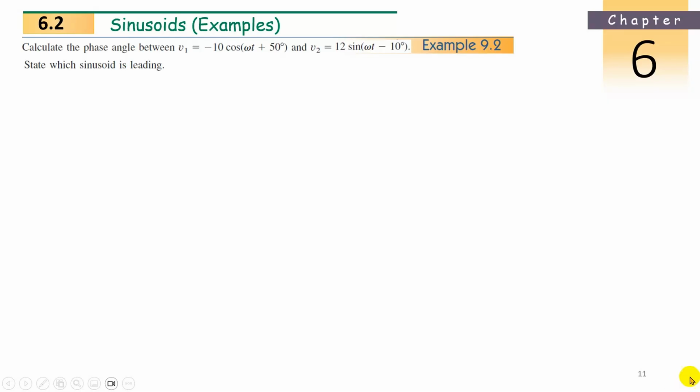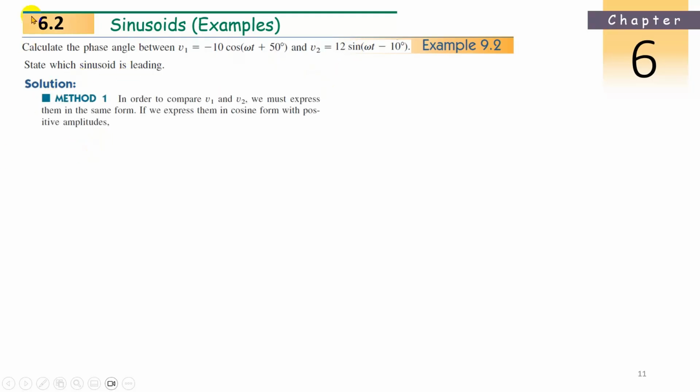For this, what do we have to do? Both should be in the same format. We have to convert. Then we can say which is leading and which is lagging by directly seeing the plus 5 here and minus 5 there. First you have to convert. Either you convert this into sine or convert the sine to cos. Up to you.